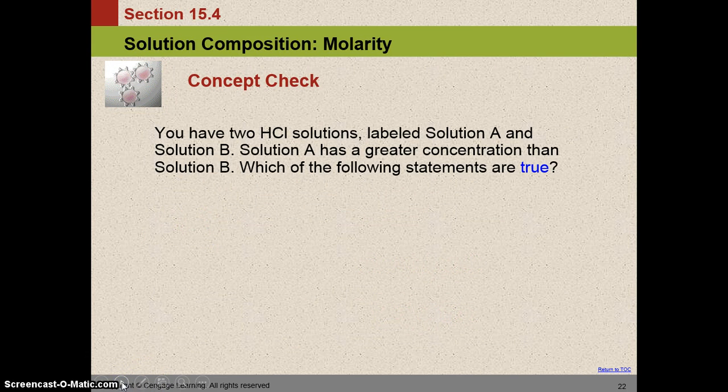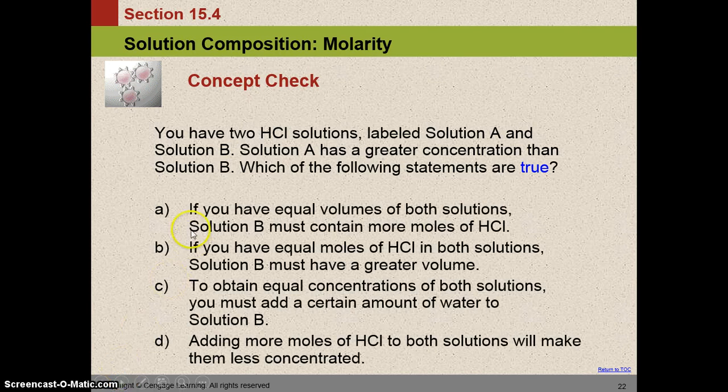Look at another one. You have two hydrochloric acid solutions. One is A, one is B. A has a greater concentration than B. Which of the following statements are true? If you have equal volumes of both solutions, solution B must contain more moles of hydrochloric acid. If you have equal moles of hydrochloric acid in both solutions, solution B must have a greater volume. To obtain equal concentrations of both solutions, you must add a certain amount of water to solution B, or adding more moles of hydrochloric acid to both solutions will make them less concentrated.